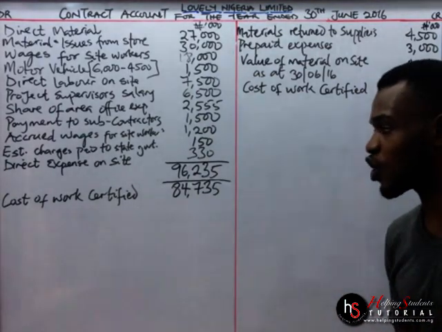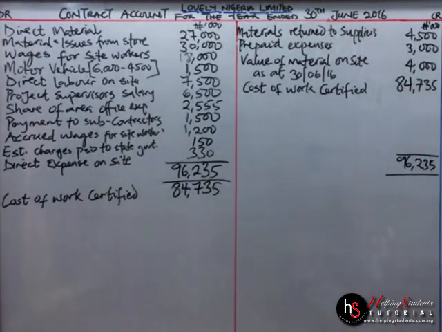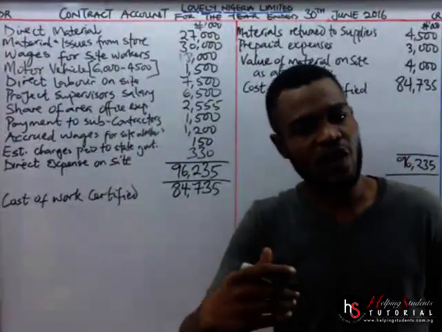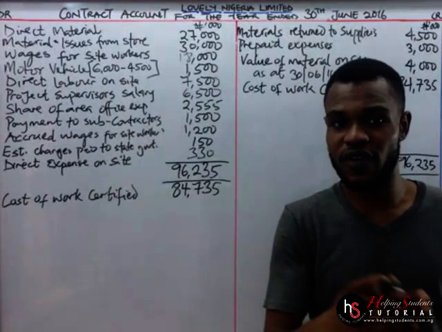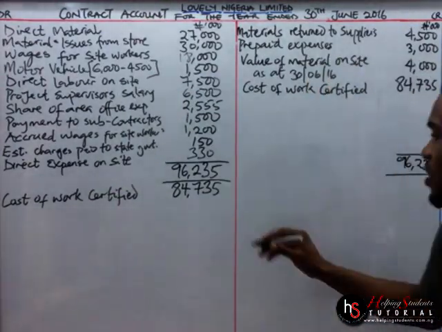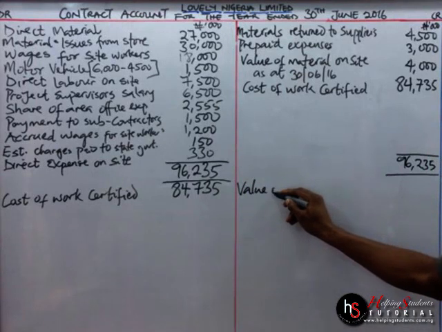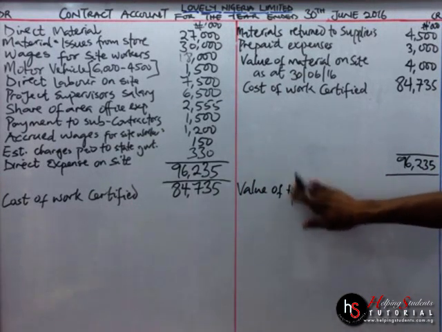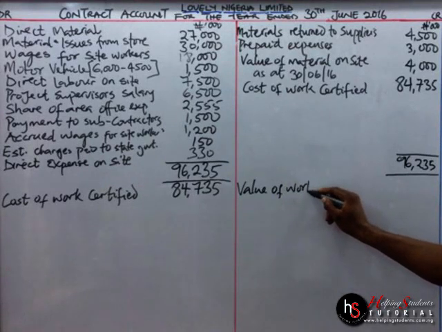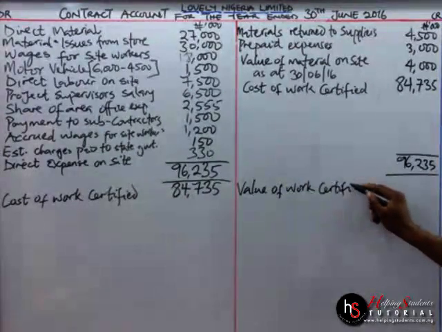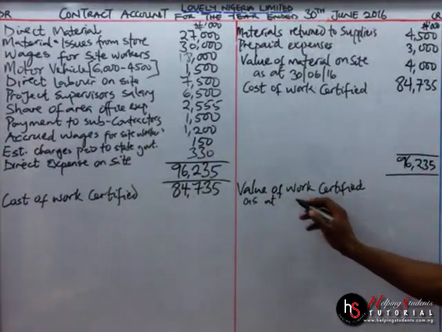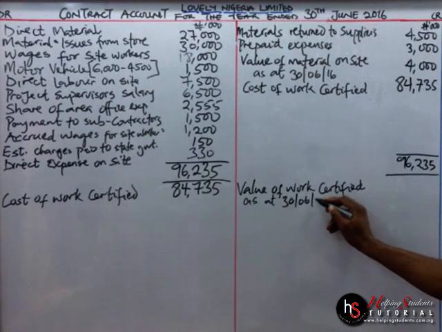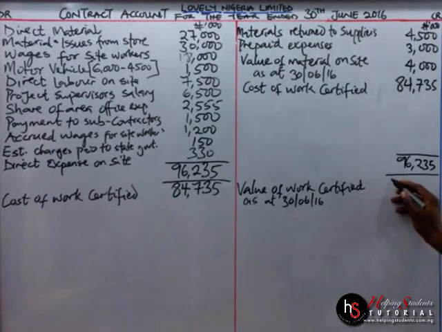Okay. So the next thing we are going to consider here now is what? The value of the work certified. Now, that value of the work certified was given in the question. Go through the question again, you'll see it. That's the value of the work certified. So we'll pick that value and we'll have it here. So, value of work certified as at, a date was given to us there. We said as at 30th June 2016. And how much is it? We have 280, right? So we have 280.